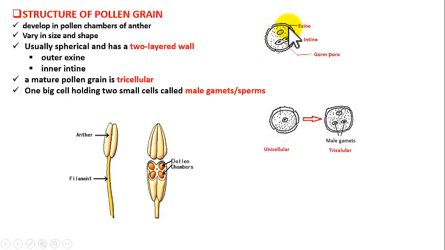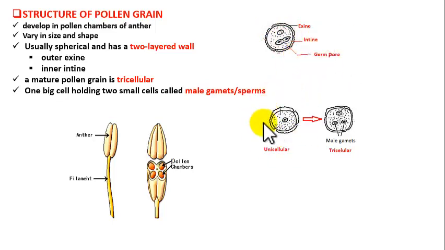So this inner layer is called intine and the outer thick layer is called exine. So intine is thin and exine is thick. The outer layer exine is not continuous. Here and there are gaps, and these gaps are called germ pores.